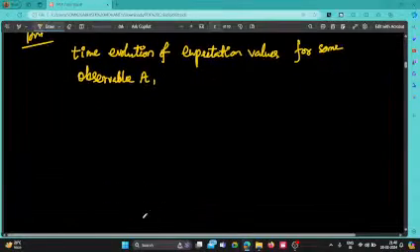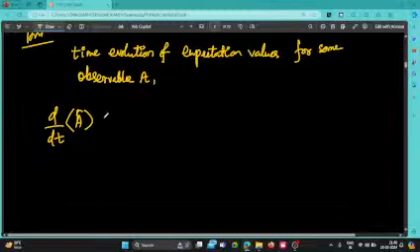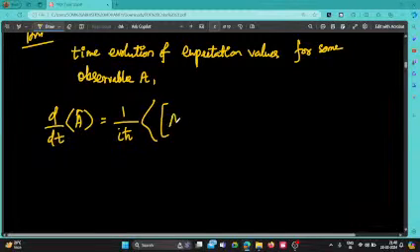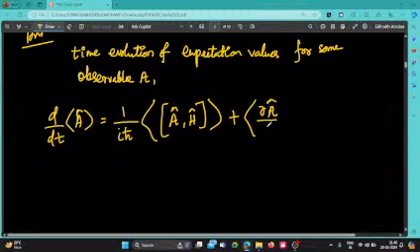Okay, so how do we do it? d by dt of operator A, observable A, is equal to 1 by iħ, if you remember the formula, expectation value of the commutator of A and H, plus expectation value of del A by del t. So the commutator between two operators we know is what?